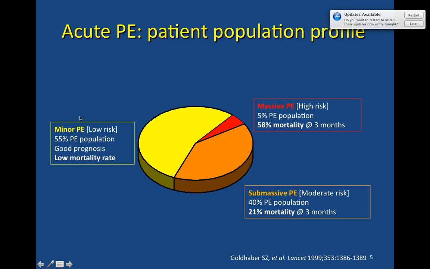While these patients are typically treated, the minor PE typically treated with heparin or anticoagulation and sent home. Typically, patients with massive PE are thought of being treated very aggressively with lytics and other modalities. Most of the patients with submassive PE are usually treated with heparin. We're going to argue that maybe this population with submassive PE needs to be treated more aggressively to have a better outcome.